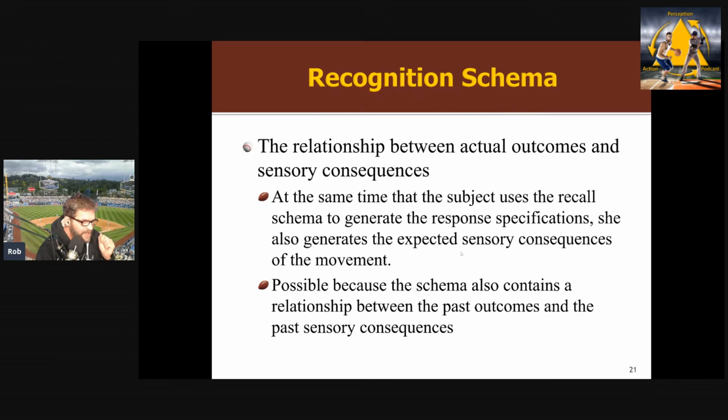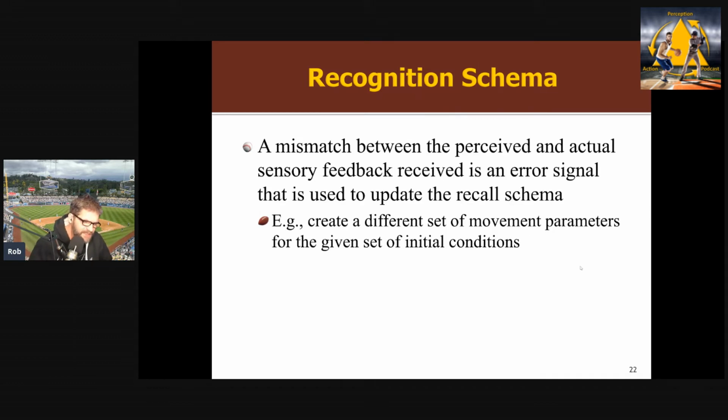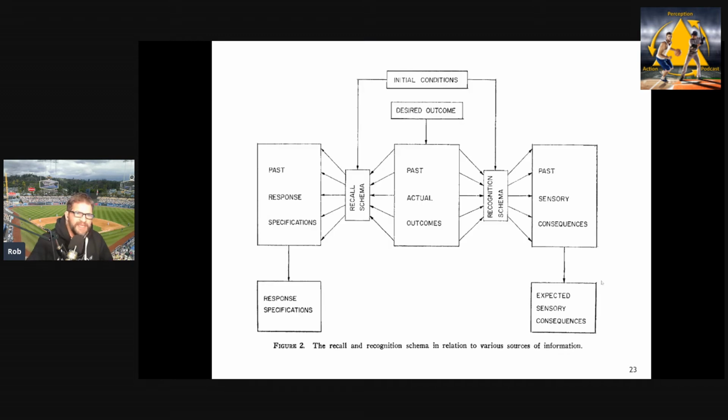So Schmidt, we could do this, and we also have in our schema, in our internal model, the relationship between past outcomes and past sensory consequences of movements. So basically the idea is that by predicting the sensory consequences, we get an error signal, right? If I predict this should happen in terms of proprioceptive and visual feedback and it doesn't, that's an error signal telling me I need to change the parameters of my motor program, because it's not working. Okay, so this recognition schema gives us an error signal, and Schmidt has some drawings in his paper you can look through if you're interested.